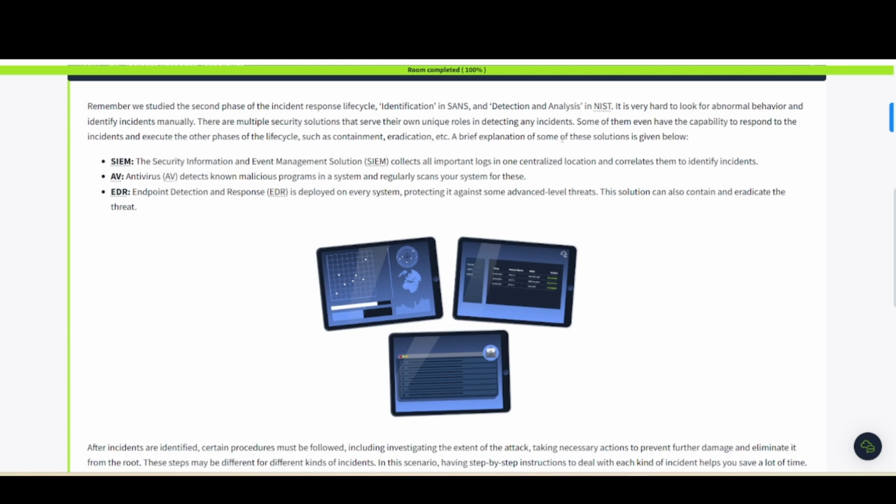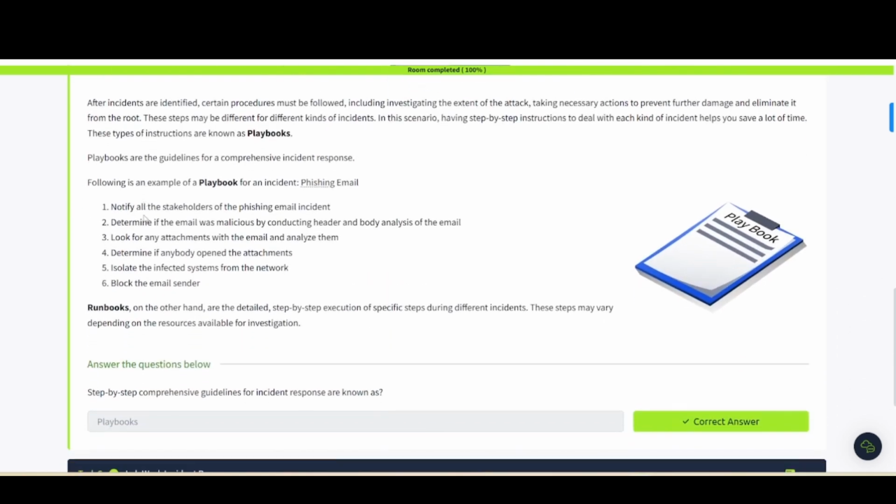A brief explanation of some of these solutions is given below. So you have the SIEM, the Security Information and Event Management solution, which collects all important logs in one centralized location and correlates them to identify incidents. AV, antivirus, detects known malicious programs in a system and regularly scans your system for these. EDR, endpoint detection and response, is deployed on every system, protecting it against some advanced-level threats. This solution can also contain and eradicate the threats. A lot of times these days you'll find EDR or next-gen AV bundled together in whatever solution you determine to buy.